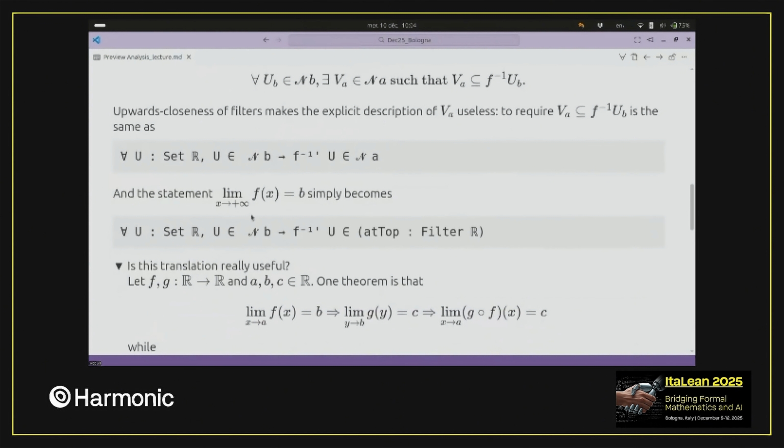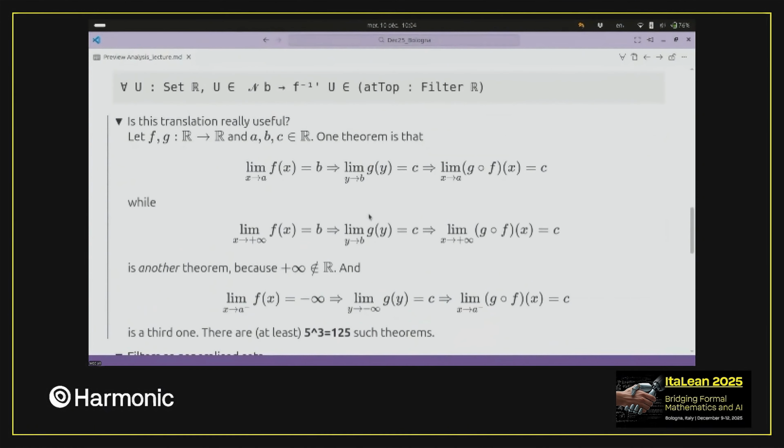And so the statement, for instance, that f goes to b as x goes to infinity becomes this very simple statement: for every set which is in the neighborhood filter of b, the preimage is in the filter at infinity. Okay, so why is it useful?